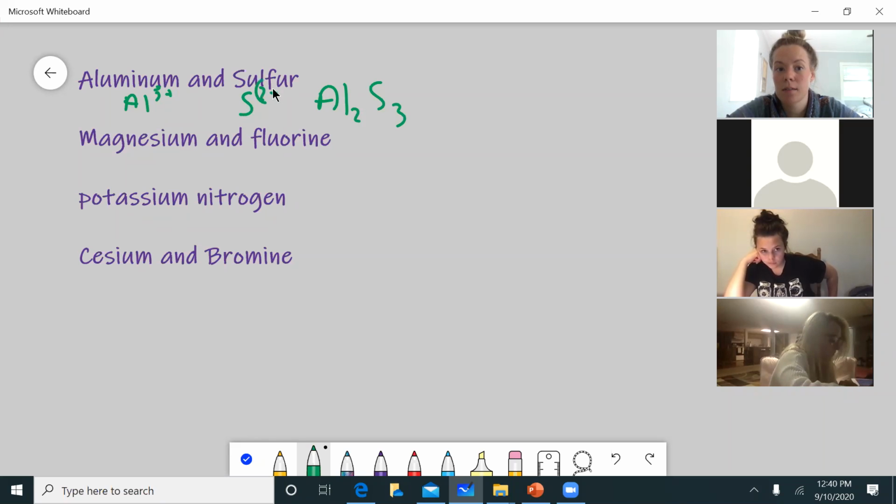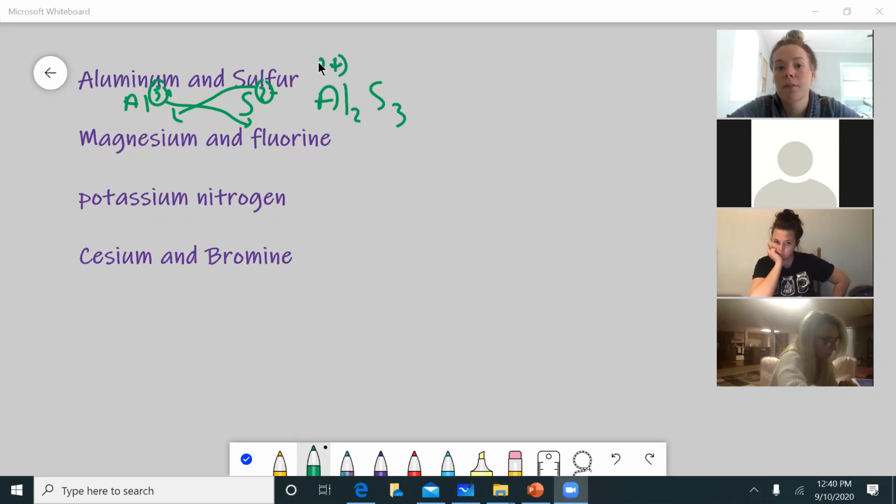Okay, again, this gets dropped down here. This gets dropped down here. You don't take the charge with you, nothing like that. And if we want to go back and make sure that this thing is in fact charge neutral, well, what's the charge on aluminum? It's 3+, and you have 2 of them, okay? Plus whatever's going on with the sulfur.